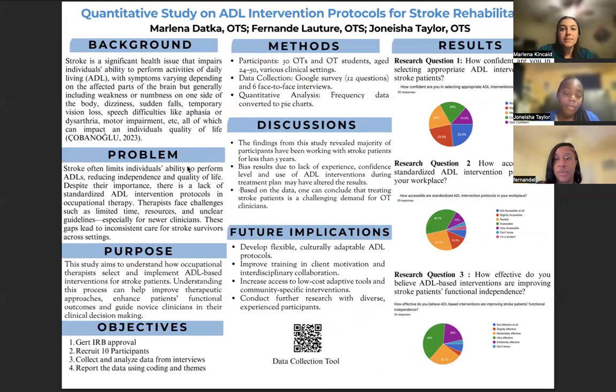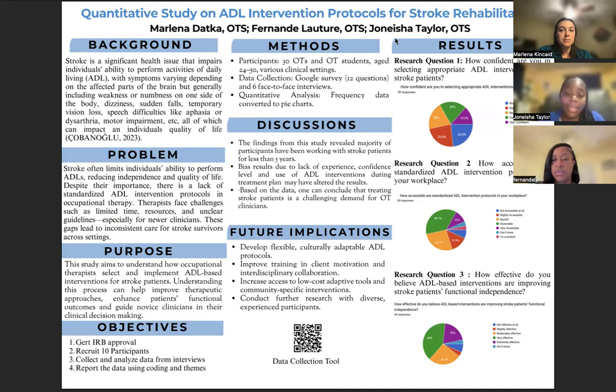For the quantitative portion of our study, we did have nine overall questions provided in the QR code down below. However, on our actual poster, we have the three questions that yielded the most results. Question one was, how confident are you in selecting appropriate ADL interventions for stroke patients? The majority of participants said they were slightly confident or overall confident in selecting interventions.